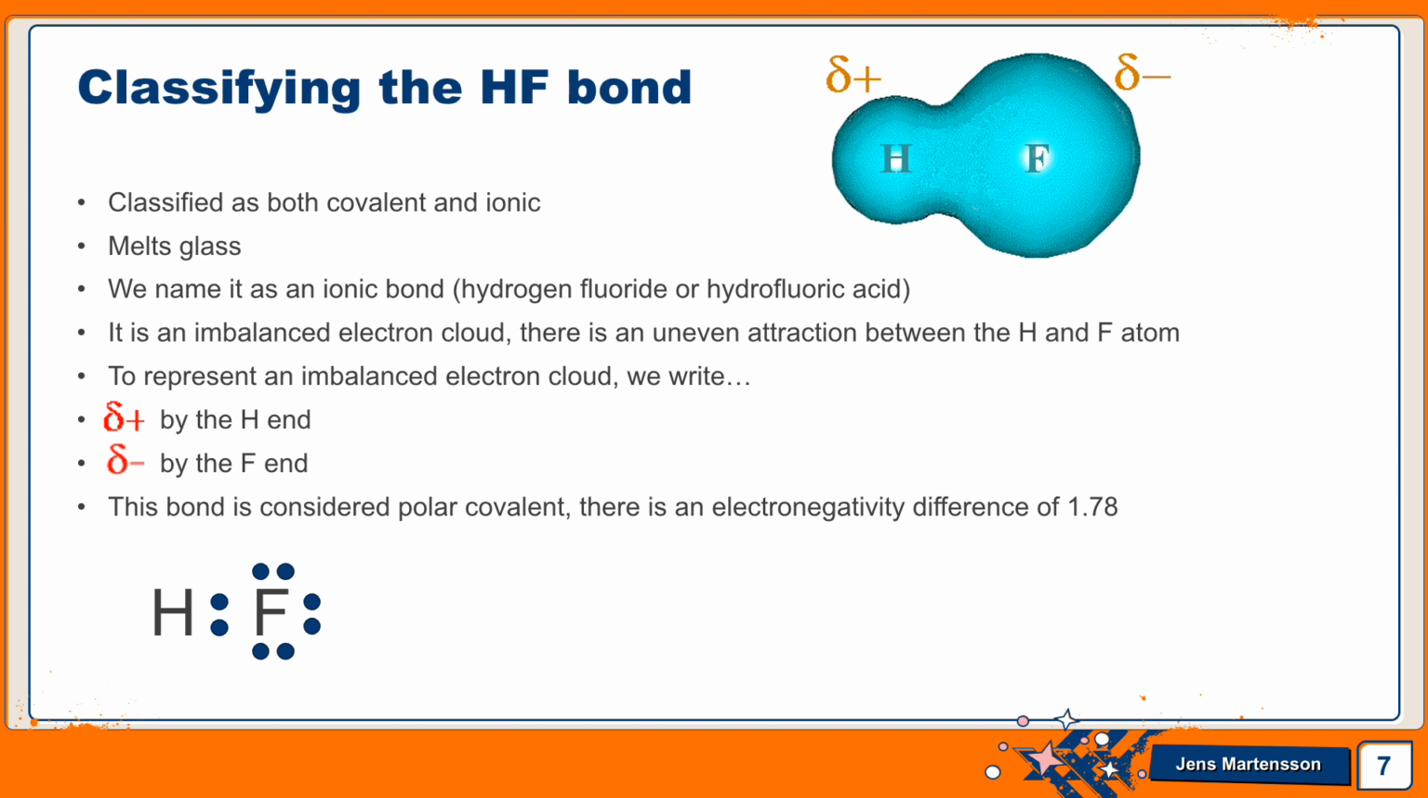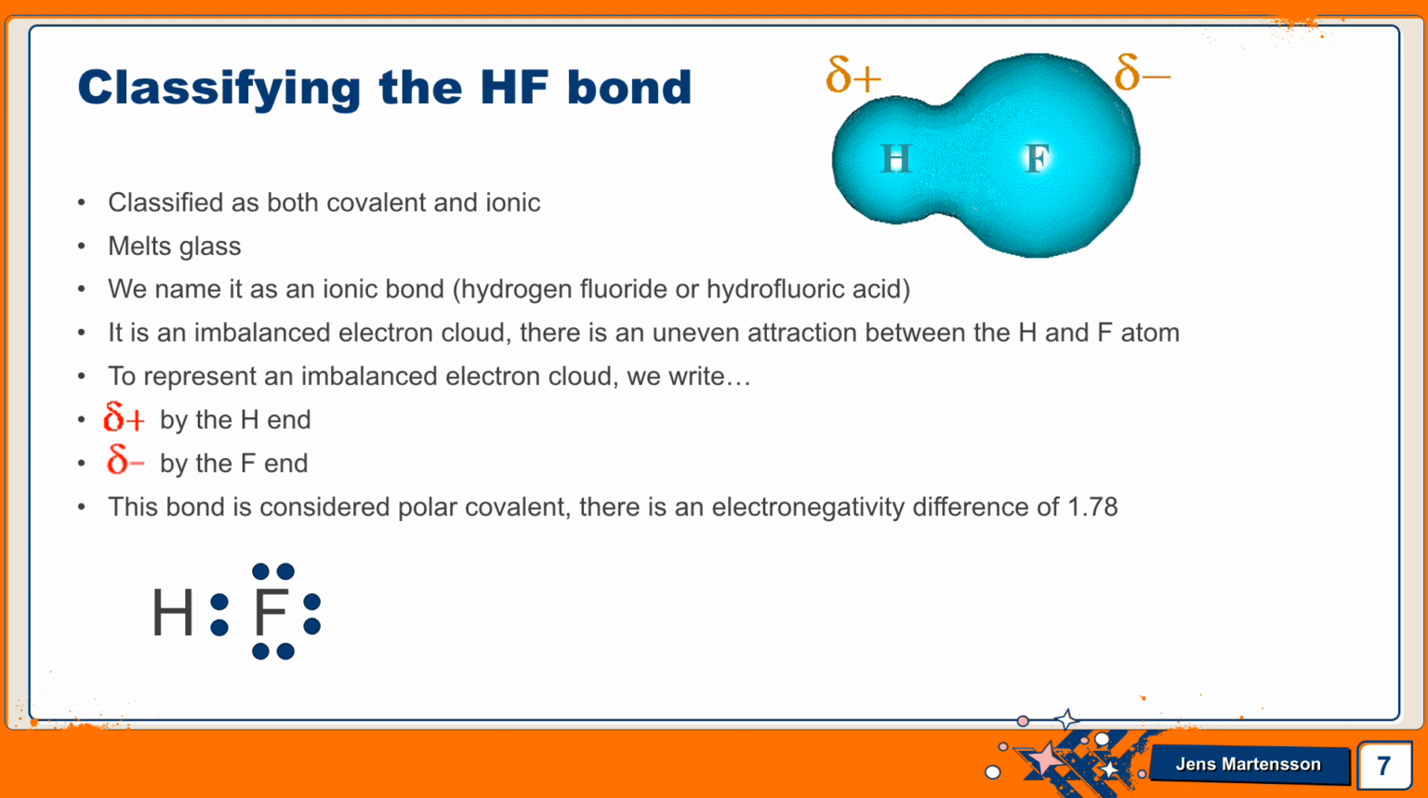So we are going to look at the hydrogen fluoride bond, which is very unique because it is not classified as either covalent or ionic. One interesting thing about this bond is it melts glass, which I find very interesting. So we do name hydrogen fluoride as an ionic bond, so it's not using any prefixes when we're naming it.